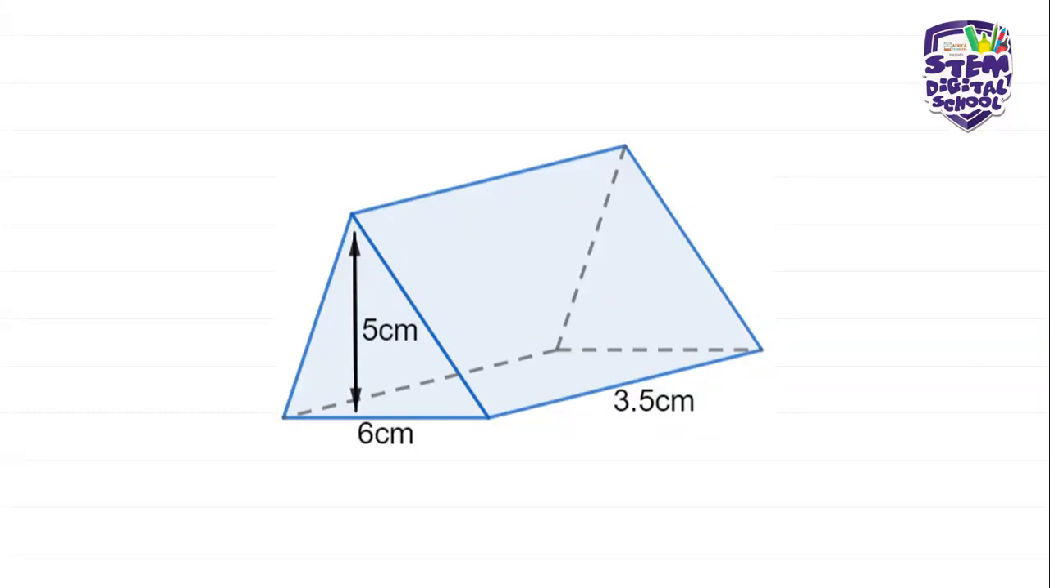Can I ask you once again, what type of 3D object is this? Is this a triangular pyramid? Is this a triangular prism? Maybe you should choose between the two. Is this a triangular pyramid or a triangular prism?